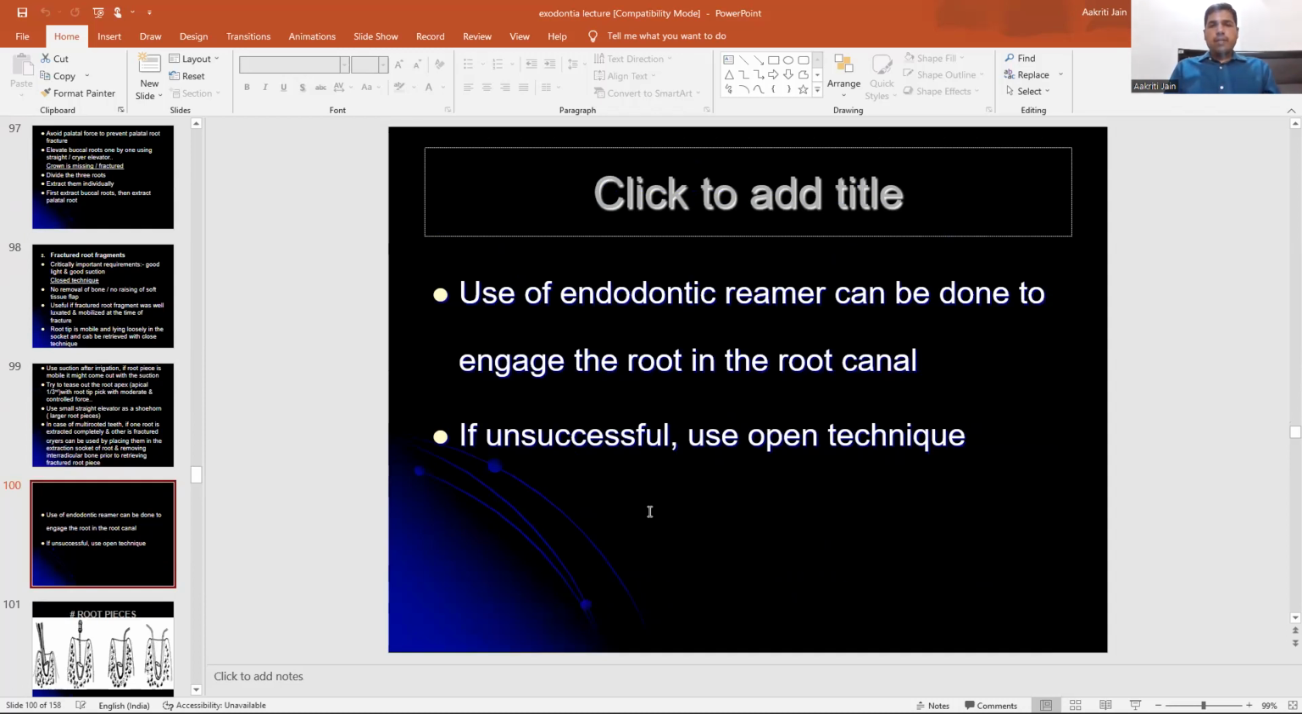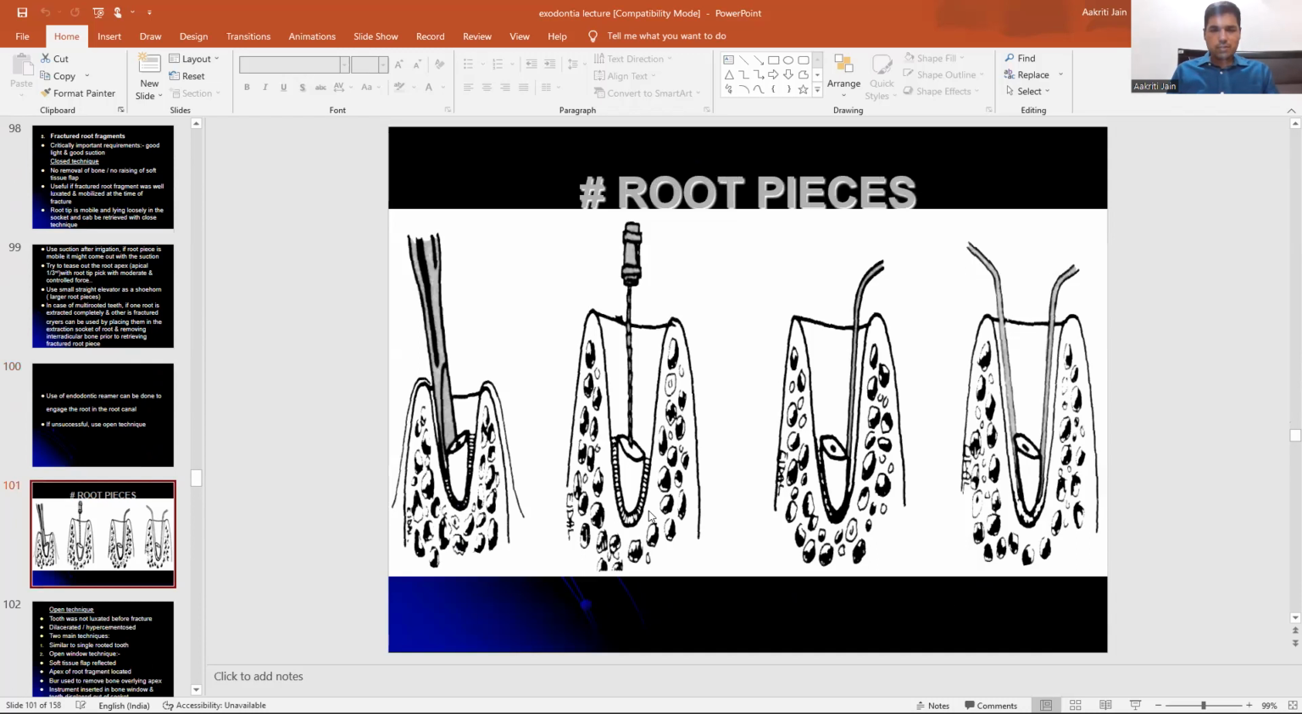Endodontic reamers can be used to engage the root in case of a root canal. If unsuccessful, use the open technique. This is how the reamer file can be used: if the root is already luxated and the length of the root is not very much, you can engage the reamer into the canal and then pull it out.